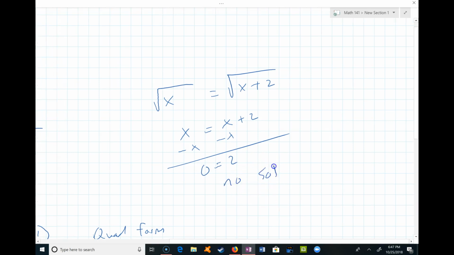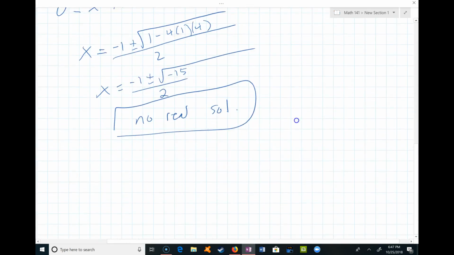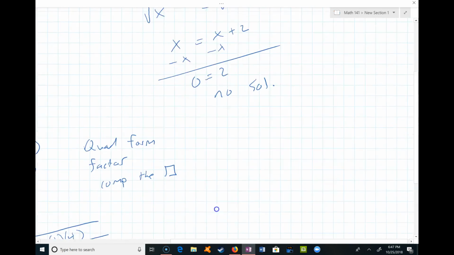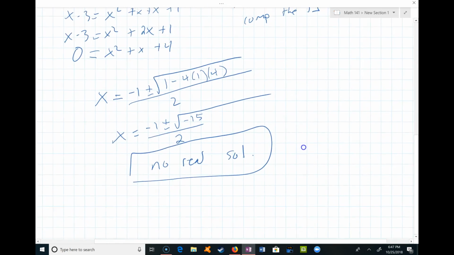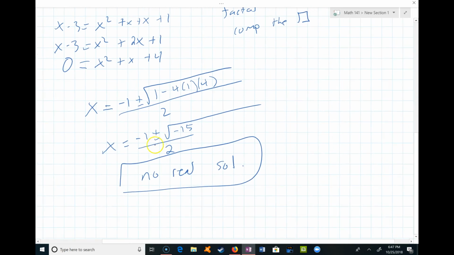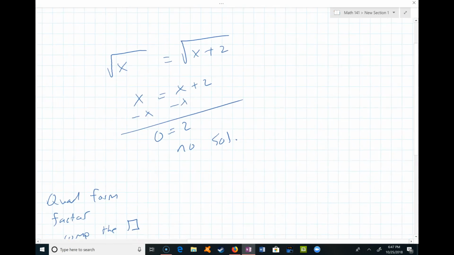Now let's stop for a second and look at these two. This is no solution. This is, we said, no real solution. So see the difference between the two? No solution, no real solution. Because this one actually has solutions, but they're imaginary numbers. But this one doesn't have any solutions. There's not any number that'll work here. Okay?